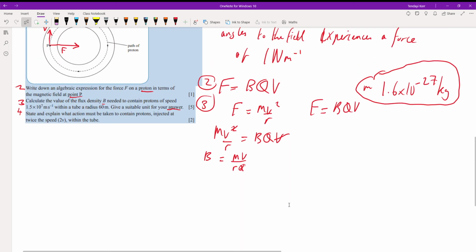Now what do we need to do? We need to substitute the values in. So putting the values in, mass of a proton, 1.67 times 10 to the minus 27, using your formula sheet.